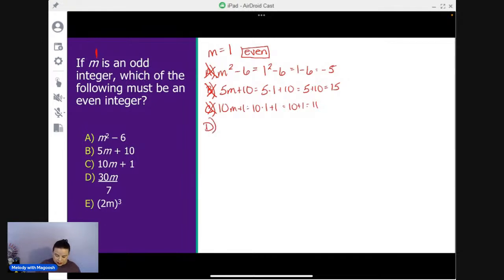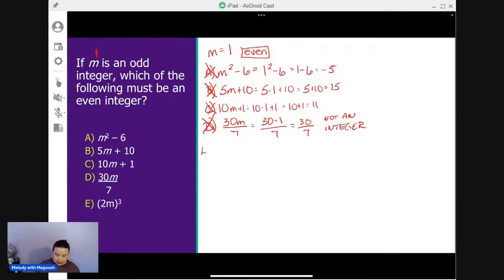Answer choice D. 30m over 7. That's 30 times 1 over 7. 30 divided by 7, you might say, I don't know what that is. It's going to equal a fraction or a decimal. Good. You don't have to keep going once you recognize that. The question is, is this an even integer? And this number isn't going to even be an integer at all of any type. This number is not an integer. So we eliminate D.